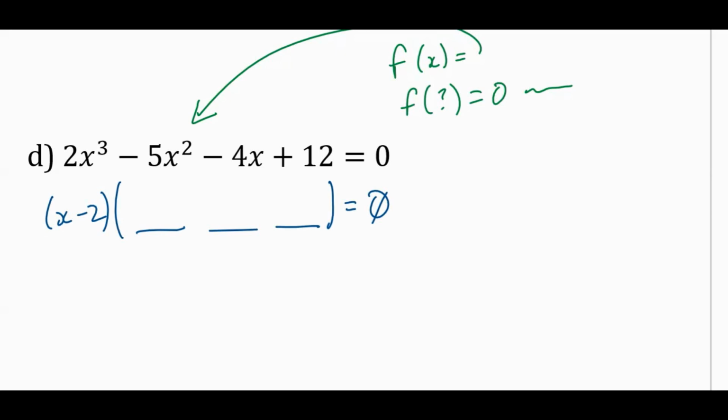So 3 terms. So the first term, this thing times this thing has to give me that thing. So it has to be 2x squared. 2x squared times x is 2x cubed. This is going to be my constant. So this times this will give me 12. So that's got to be negative 6. So then all you have to do is figure out the middle term. And that requires a bit more work. This is the part that's a bit harder.